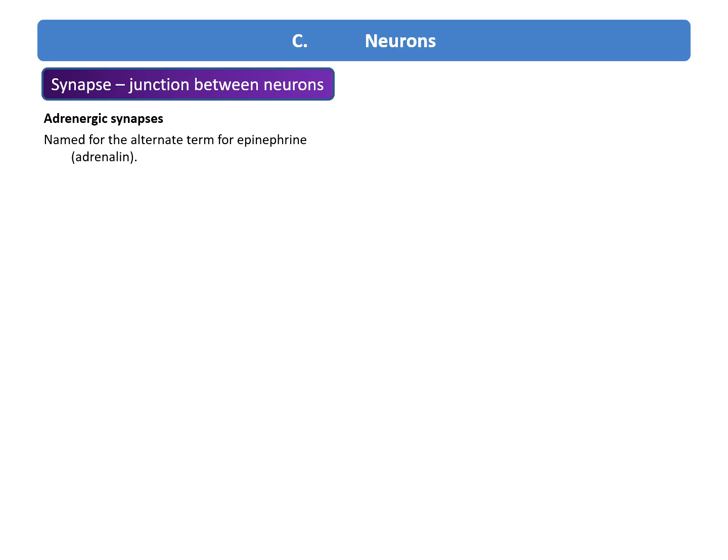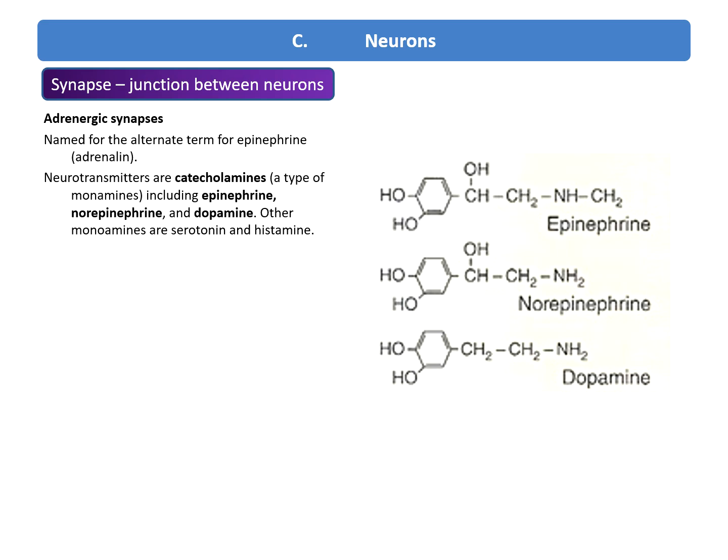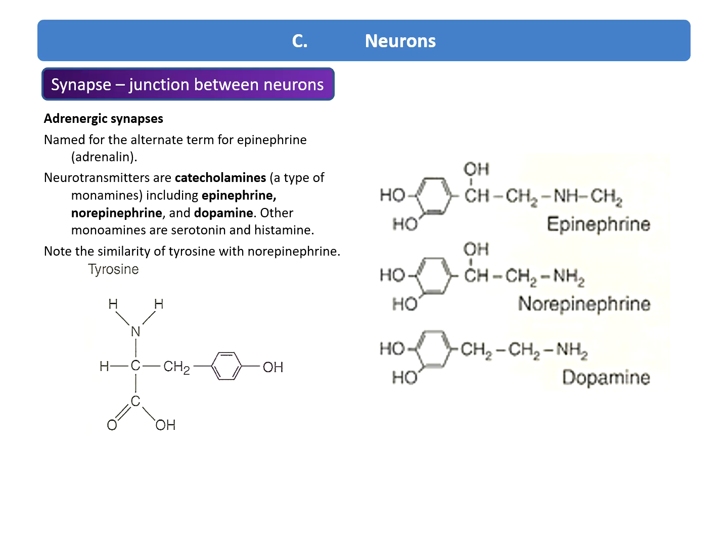What about the adrenergic synapses? Well, these are named from the alternate term for epinephrine, which is adrenaline. The neurotransmitters are catecholamines. It's a type of monoamine. They include epinephrine, norepinephrine, and dopamine. Other monoamines are serotonin and histamine. Notice the similarity of tyrosine below with norepinephrine.